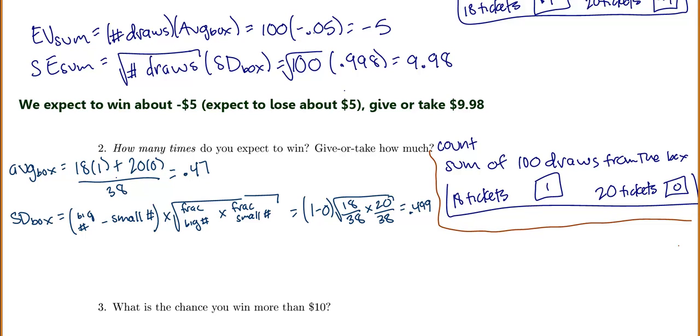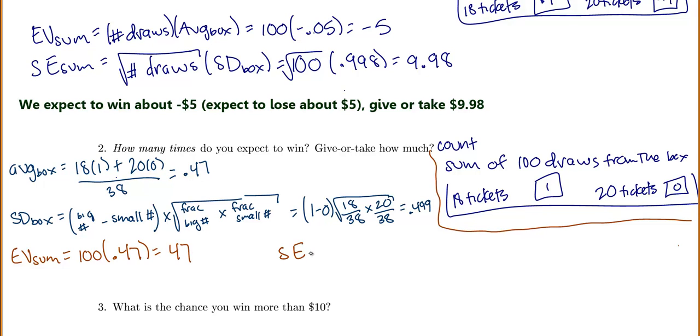Now that I found the average and standard deviation, we can calculate the expected value of the sum and standard error of the sum. So the expected value of the sum is the number of draws, 100, times the average of the box. So 100 times 0.47 gives me 47.